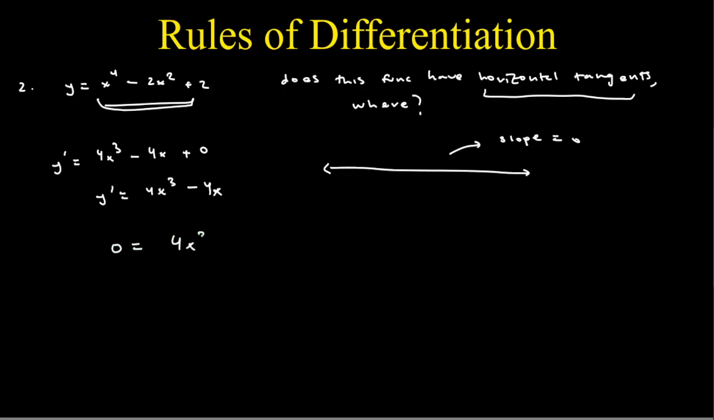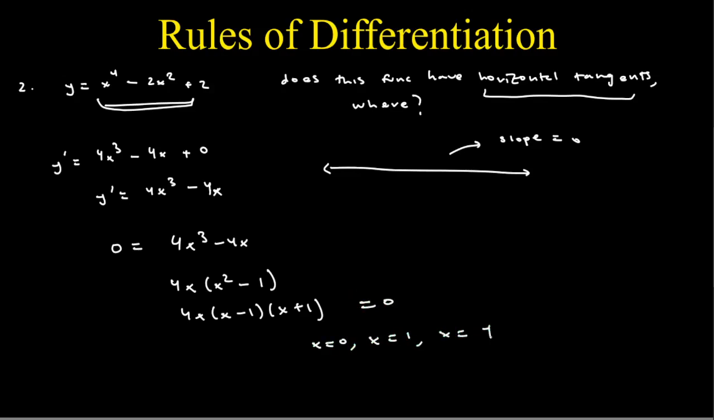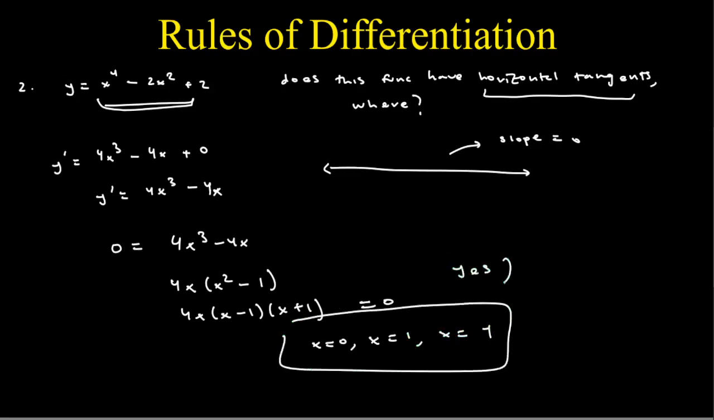So 4x cubed minus 4x. We factor. We get 4x, and then we take x squared common, and here we have 1. We can further factor this using the difference of squares rule. And then now, if we solve for 0, we get x is equal to 0, x is equal to 1, and x is equal to -1. So the answer is yes, and then it's at these points.